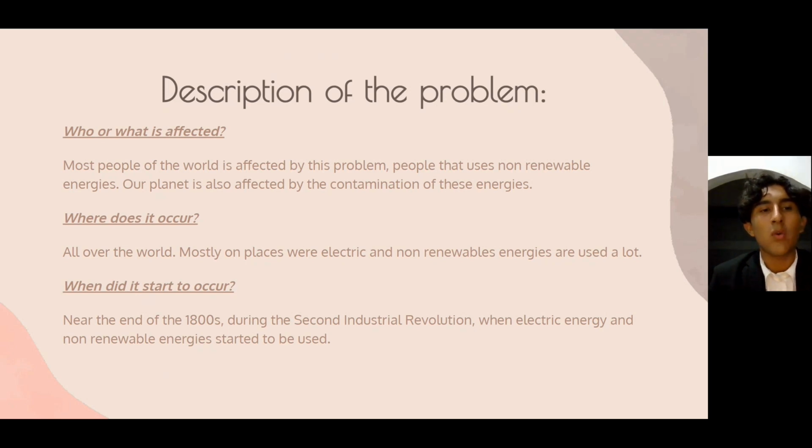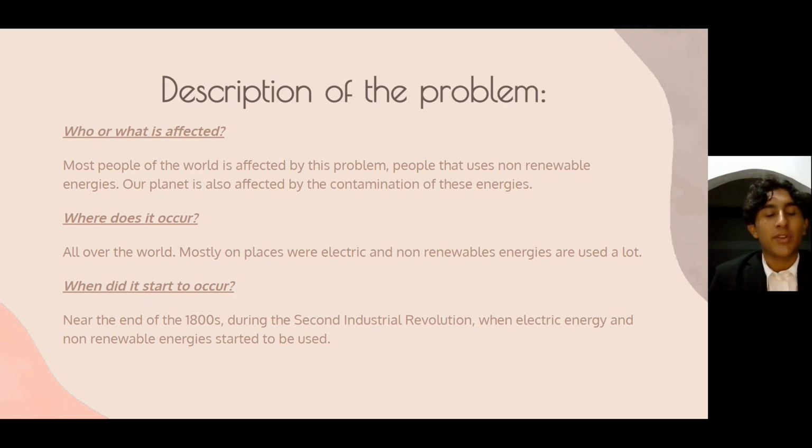And first we have who or what is affected. Well, most people of the world are affected by this problem. People that use non-renewable energies, and the planet is also affected by the contamination of these energies. Where does it occur? All over the world, mostly in places where electric and non-renewable energies are used a lot.